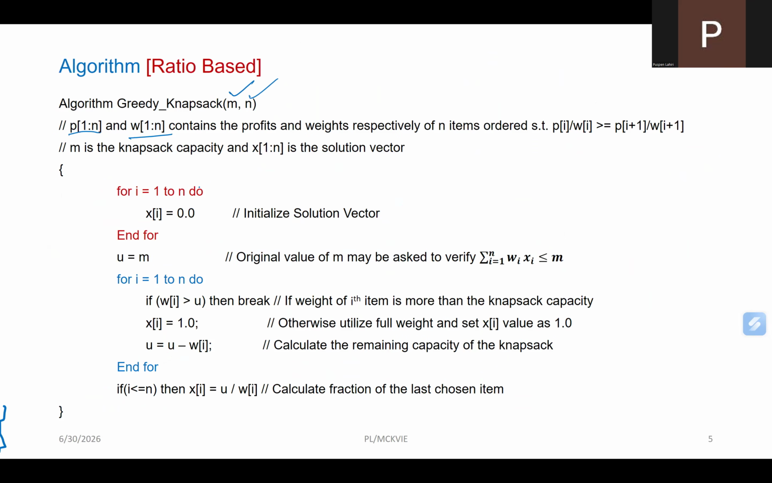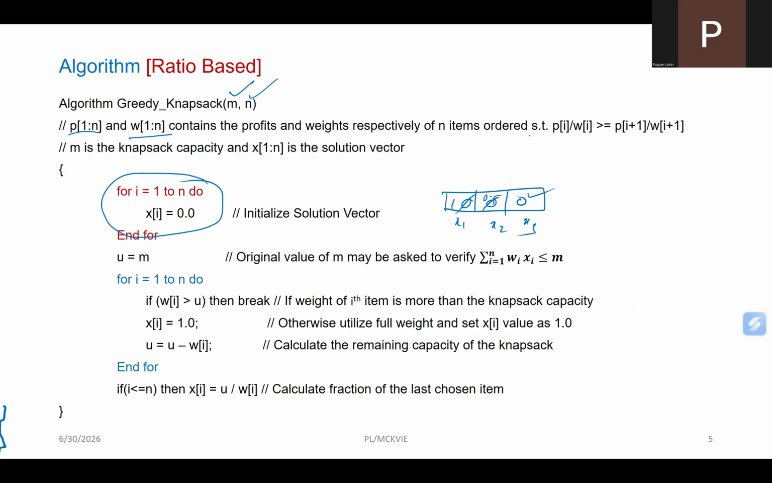We are initializing the solution vector as all 0. So suppose the solution vector has length 3, and x1, x2, x3 are all 0. Later on, an entry may be replaced by 1, it may be replaced by 0.5, or it may stay 0. That means it was 0, it is 0, it will be 0. So there is no change. That means the third item is not utilized.